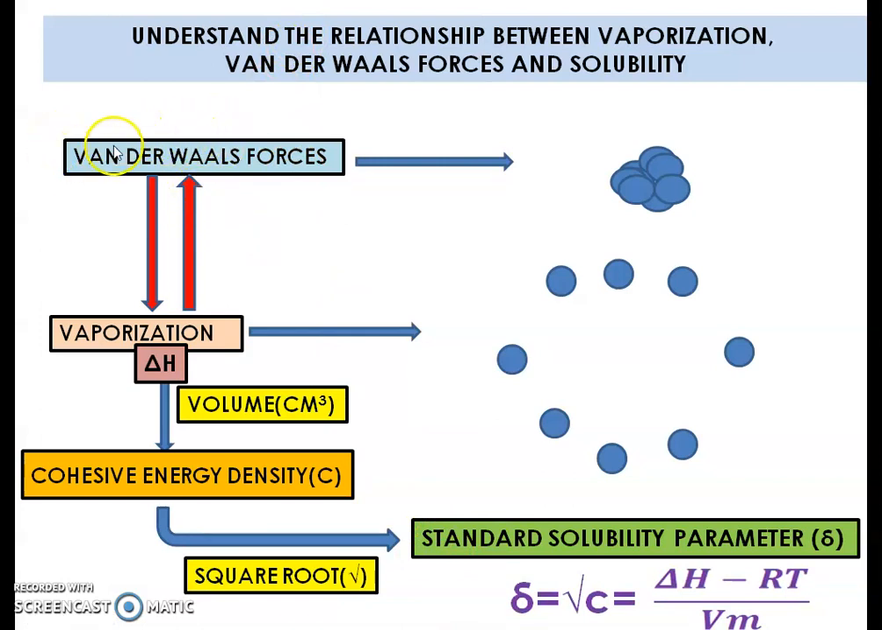So in this way these terminologies are linked with each other. The strength of van der Waals forces is calculated indirectly by calculating the energy required for vaporization, that is the heat of vaporization. The heat of vaporization for a particular volume of liquid, 1 cubic centimeter, is the cohesive energy density, and taking the square root of it, we get the standard solubility parameter. So by just calculating the standard solubility parameter, we can understand how the solvent will behave, and whether its solubility is good or bad. In this way we can utilize the standard solubility parameter in selecting a particular solvent for a solution process.